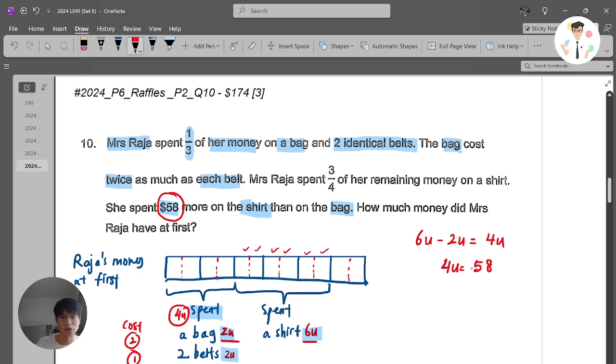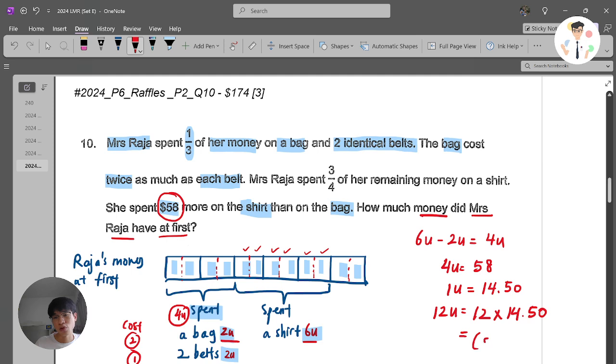Now, once you reach this stage, everything will be easy, right? So 1 unit is actually equal to $14.50. And the question now asks, how much money did Mrs. Raja have at first? So how many units do I have here? 1, 2, 3, 4, 5, 6, 7, 8, 9, 10, 11, 12. So 12 units is equal to 12 times 14.50. Get your calculator, press on it, and you should get the answer as $174.